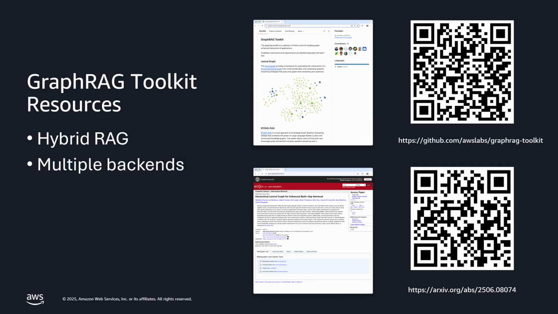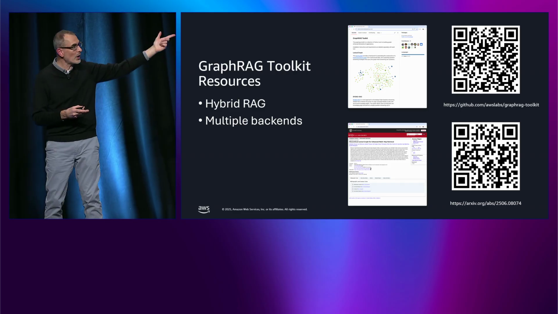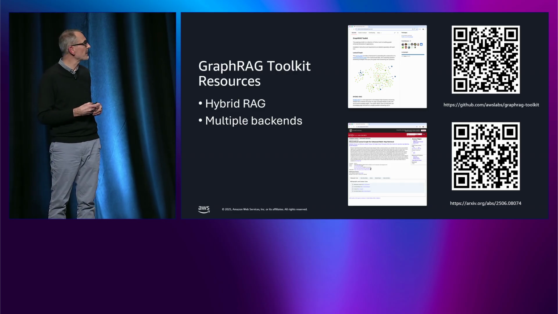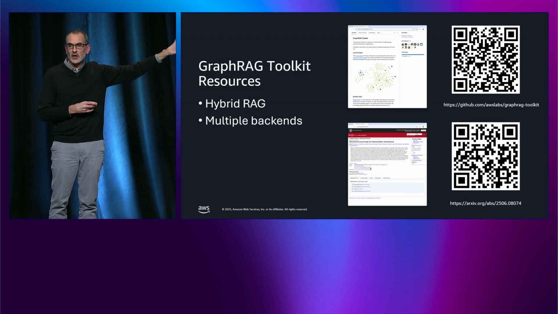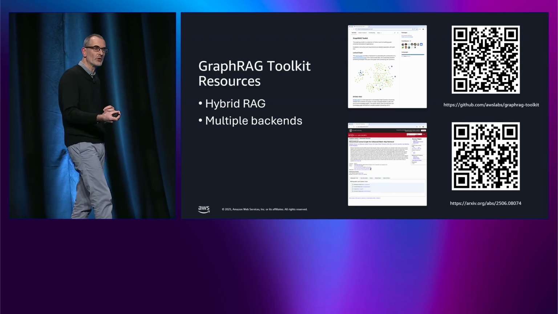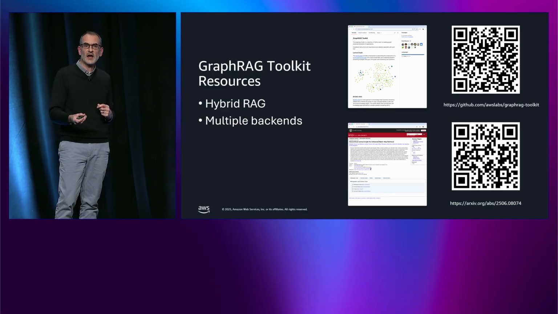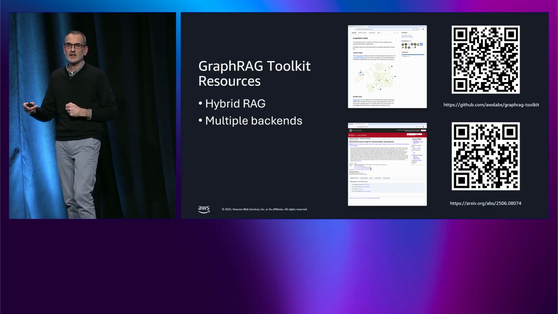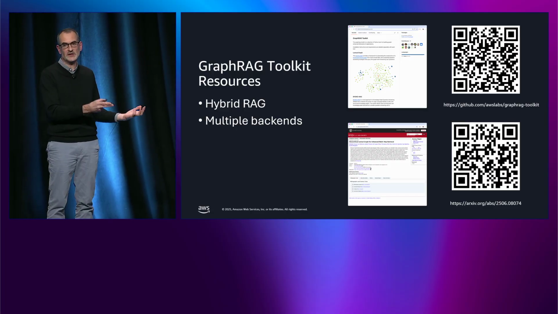So that's the GraphRag Toolkit. A couple of resources here. The toolkit itself is an open source library. There's a link here, a QR code, to the GitHub repository. There's also a link here and a QR code to a paper describing the hierarchical lexical graph in a lot more detail. And that includes some of the results that we generated towards the end of last year when we started some of this research.